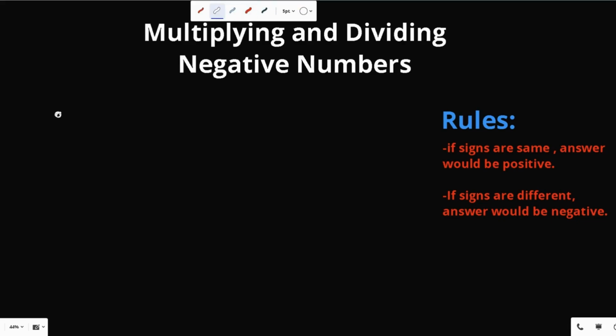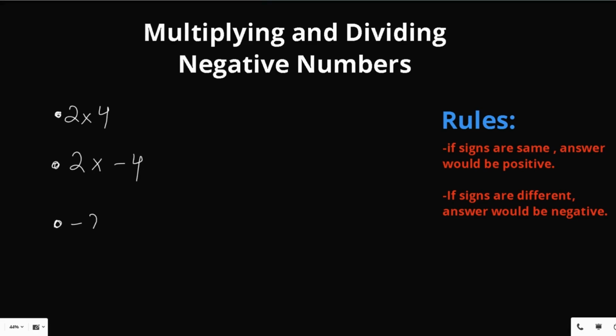Suppose I have 2 multiplied by 4, 2 multiplied by negative 4, and negative 2 multiplied by negative 4. In all three cases, I have to look at the signs in the question. In 2 times 4, both are positive: 2 is positive, 4 is positive. Let's go to the next question.